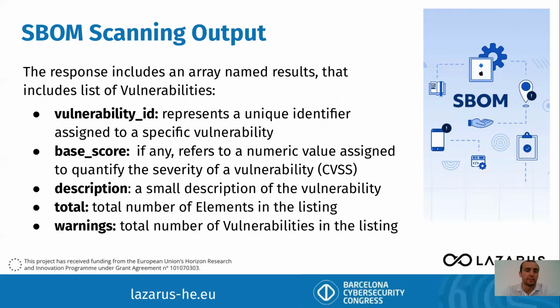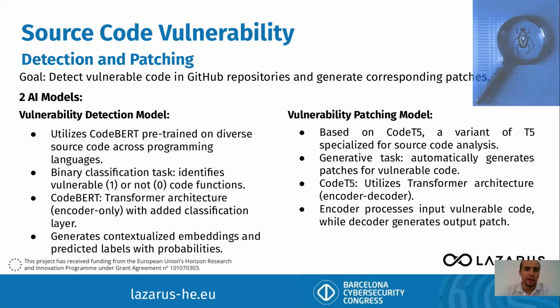It returns a configurable number of parameters, including the vulnerability ID or CVE ID, the description, and also the base score for each vulnerability, and then any other additional summary information related to all the vulnerabilities, like the total number of elements and so on. Then we have source code vulnerability detection and patching.